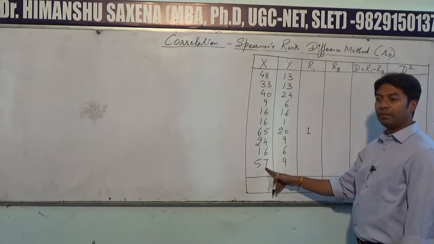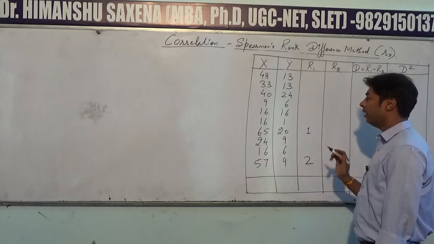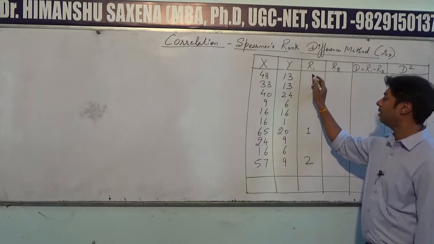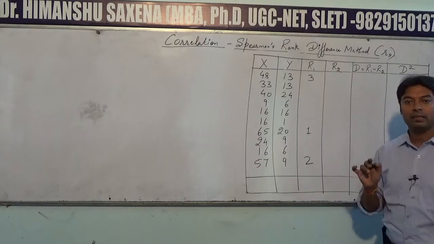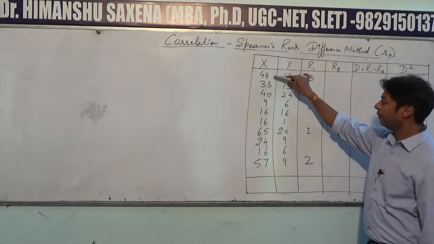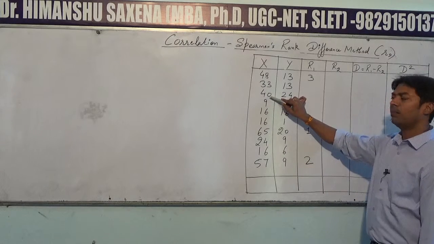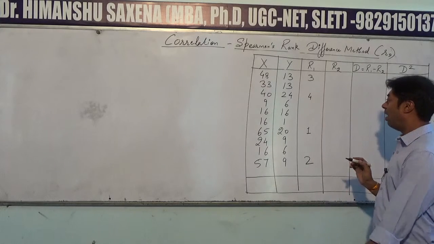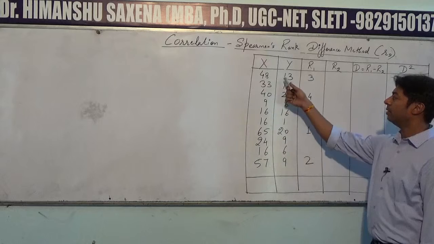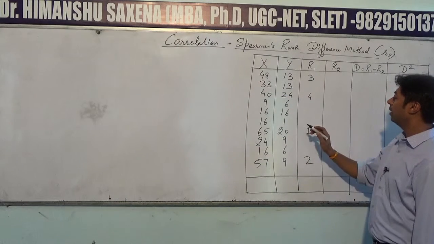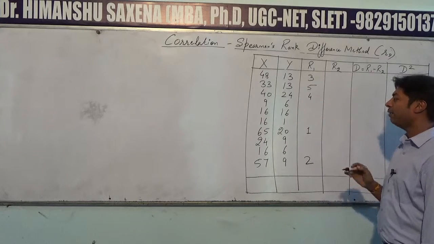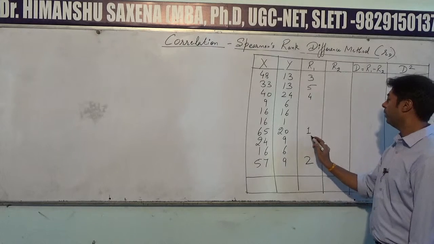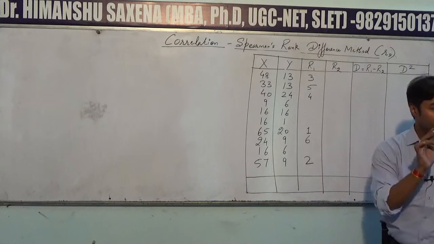The next highest is 57. It will be given rank 2. After that, the next highest number is 48, so it will be given rank 3. Then after 48, looking at this series, the next highest number is 40. So 40 will be given rank 4. After that, the next highest number in this series is 33. 33 will be given rank 5. After 33, the next highest is 24. 24 will be given rank 6.